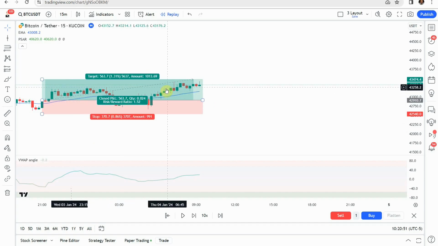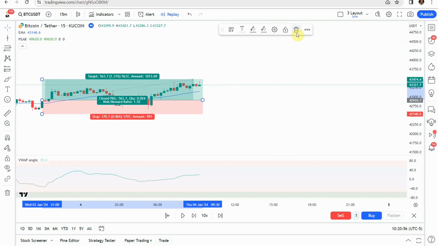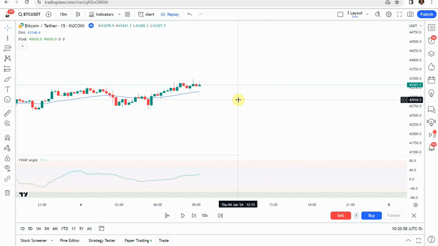And you see here that we make a nice steady little climb up, which eventually hits our take profit right here. Alright, so that puts us at the end of the testing right there.